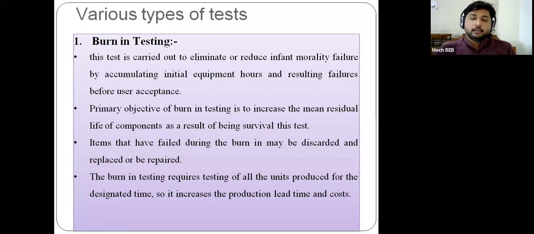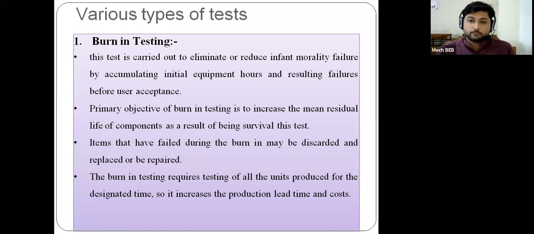Okay, so burn-in type tests are performed on all types of products. These are not sample testing. This type of test is performed on all the products manufactured during the stipulated time period. So here the production lead time will be longer, and the cost of that testing is also involved in the product, and because of that the cost of the product also increases.